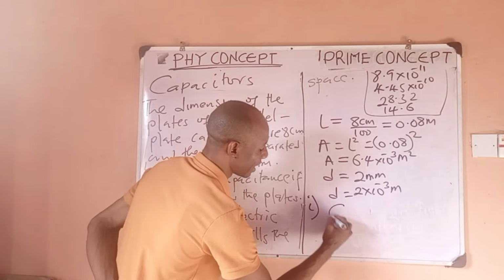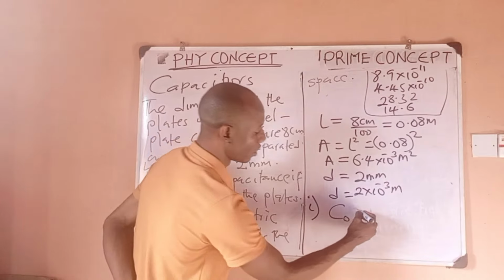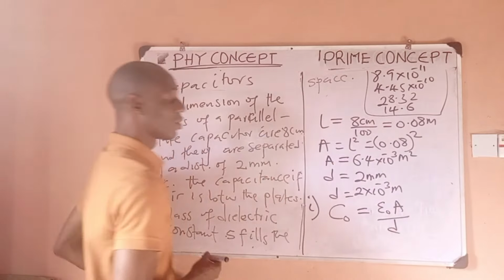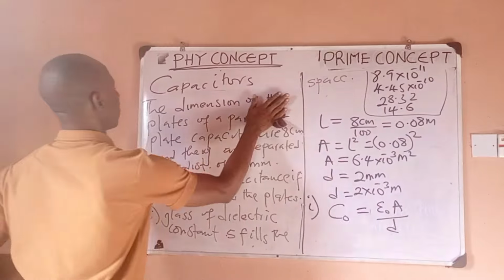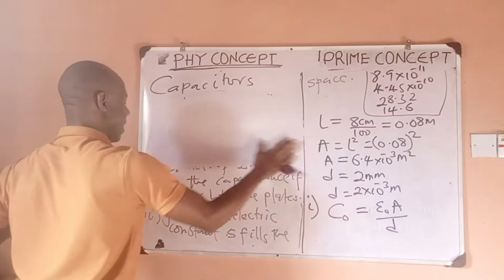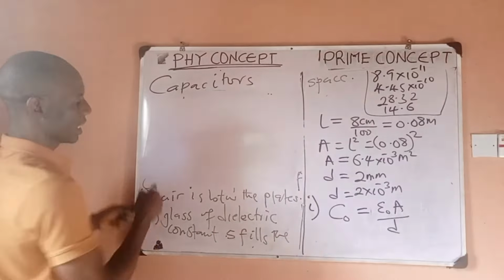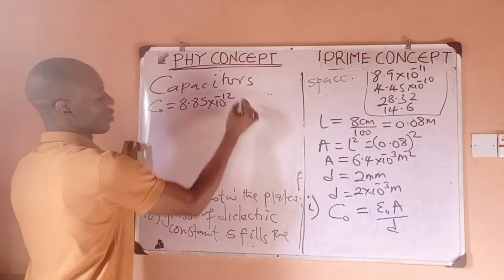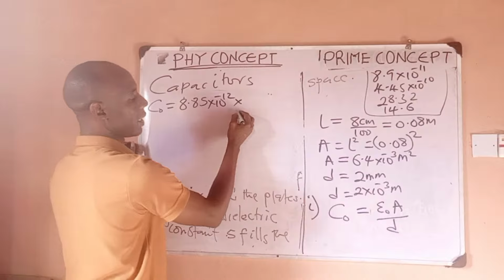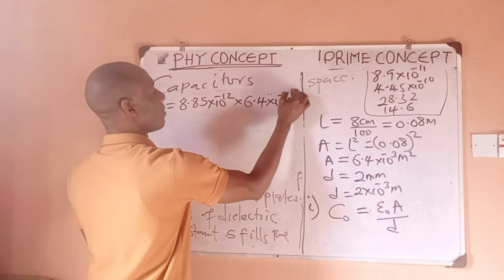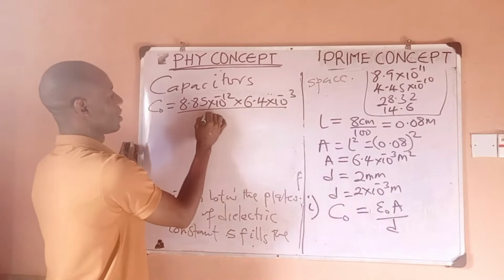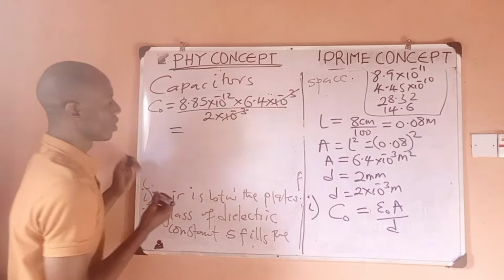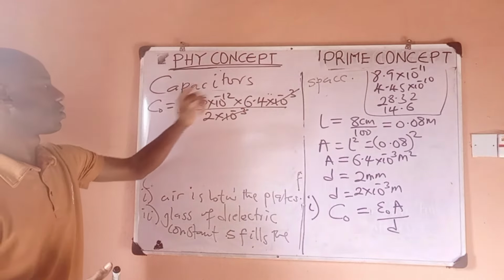When you are considering air, the capacitance we usually denote with C naught, which is going to be epsilon naught A over D. So with this, we can get what we need, which is very straightforward. So I have that the capacitance C naught is going to be 8.85 times 10 to the power minus 12, that is the value of epsilon, times the area, 6.4 times 10 to the power minus 3, divided by the distance, which is 2 times 10 to the power minus 3. So quickly, 10 to the power minus 3 can go. So 6.4 over 2 is 3.2.